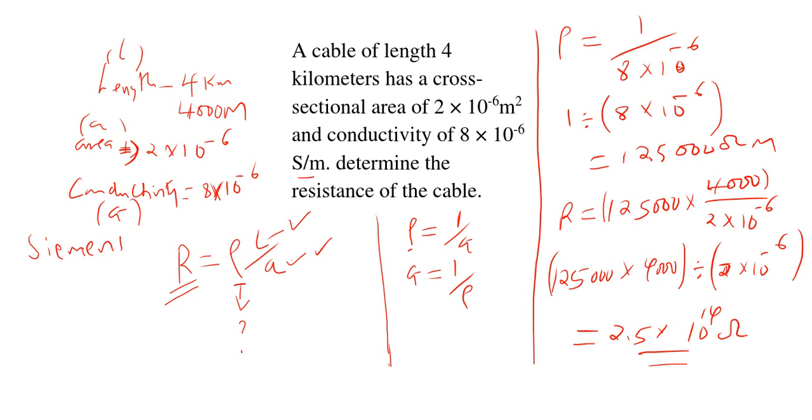As you can see, this value is very big, and this is because resistance is normally directly proportional to length. So as you can see, a 4-kilometer length of cable should have a high resistance, and that is why we are getting a very huge value for that. So that is how that question is worked out.